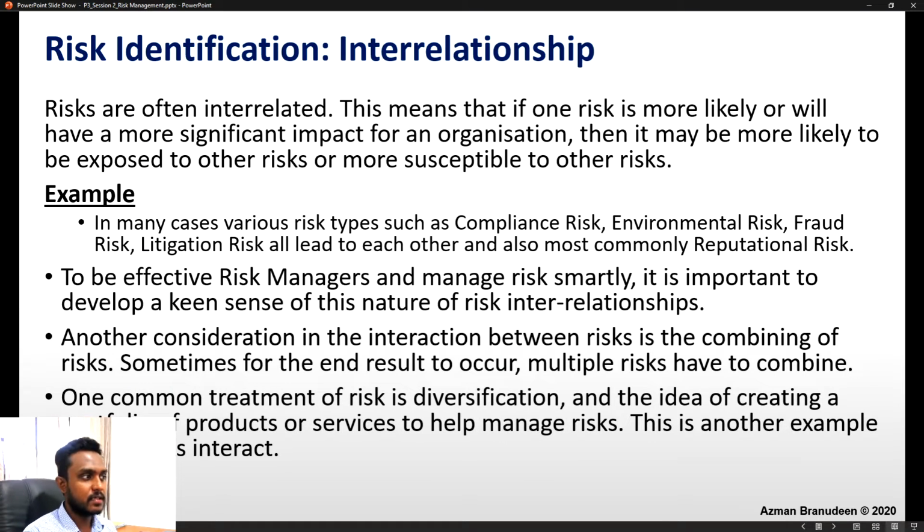One common treatment of risk is diversification, and the idea of creating a portfolio of products or services to help manage the risk. This is another example of how risks interact. The common saying, many eggs in many baskets, is a good example of diversification, where you are trying to manage the risk.